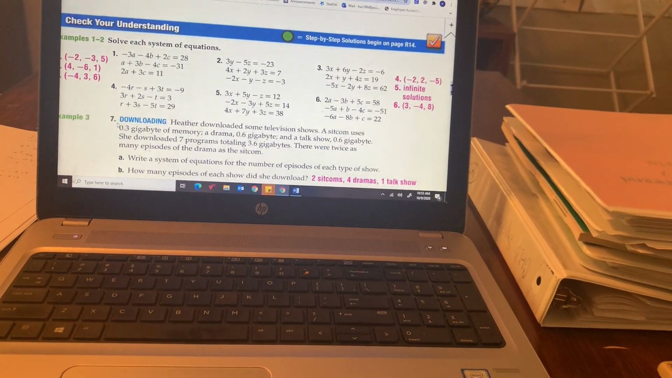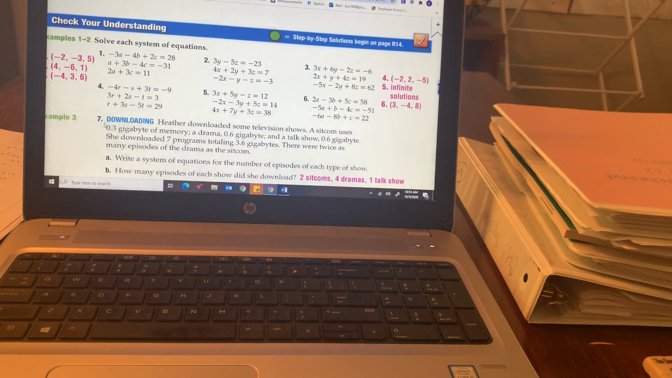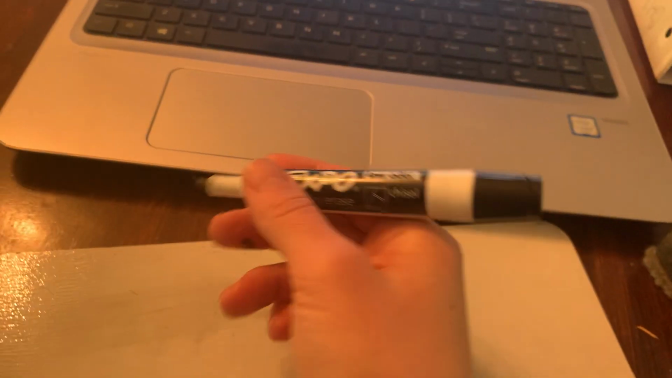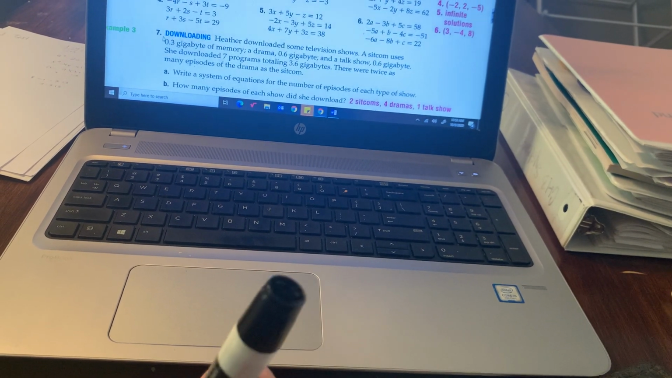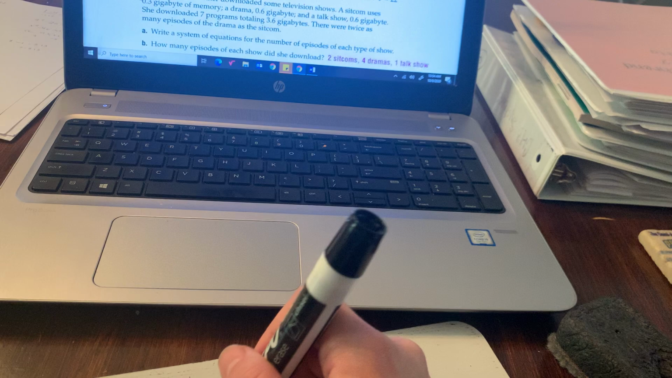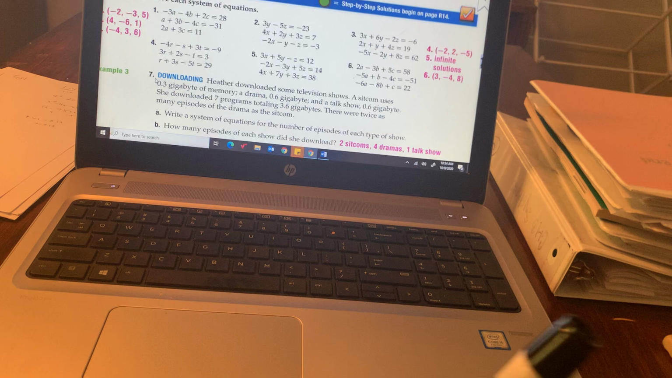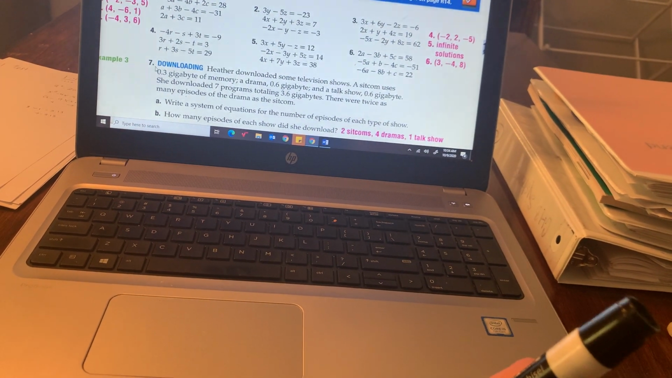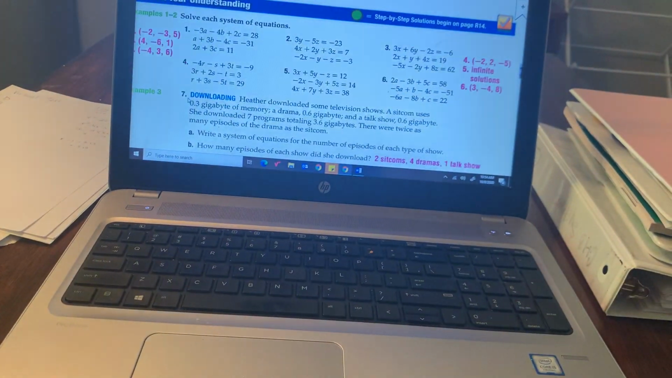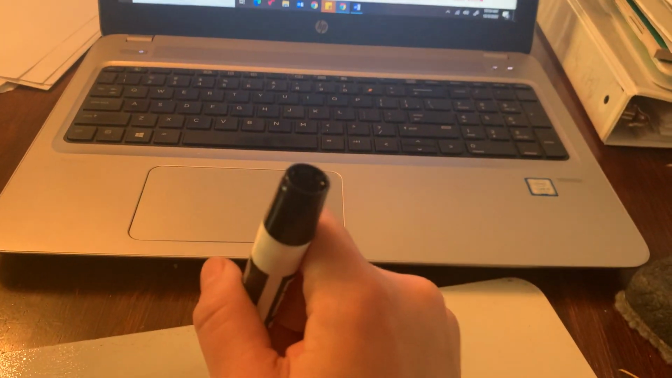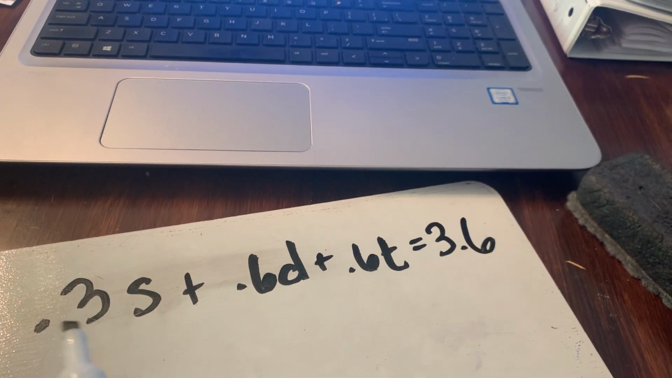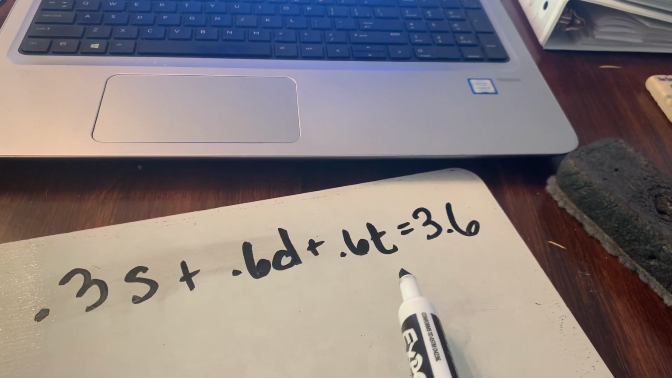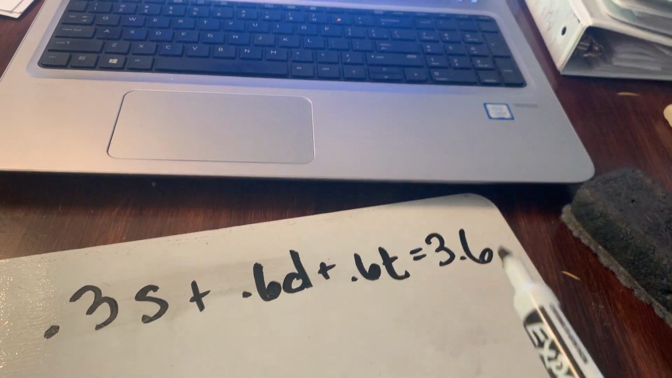So whether it's money, percents, or gigabytes of data, there's usually an amount piece to it for every equation. So it's 0.3 gigabytes for a sitcom, we'll write S, 0.6 gigabytes for a drama, and then 0.6 gigabytes also for a talk show. So is there a total amount of gigabytes? Oh yeah, 3.6. So I'm going to add all those up and get 3.6. This is going to be the recurring theme over and over again. Whether it's money, percents, whatever, it's amount times amount times amount equals total amount.